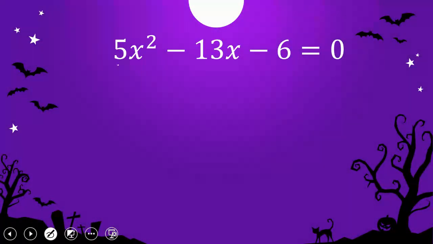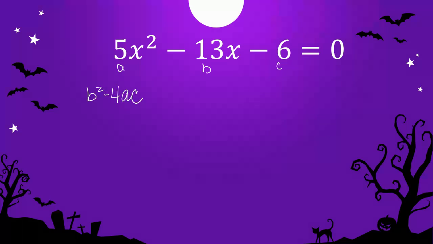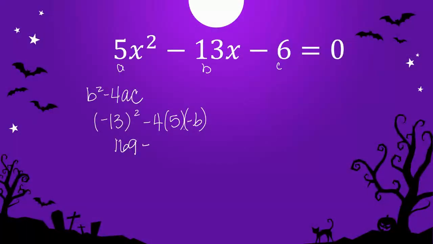Again, I'm going to use my A, B, and C, and I'm going to plug these into the discriminant. I would pause the video again, do this real quick, and make sure you know what you're doing, okay? I'm going to take negative 13 squared, 4 times 5 times negative 6. This is 169. And 4 times 5 times negative 6 is negative 120. I'm going to be adding, because subtracting a negative is adding. So 120 plus 169 is 289.